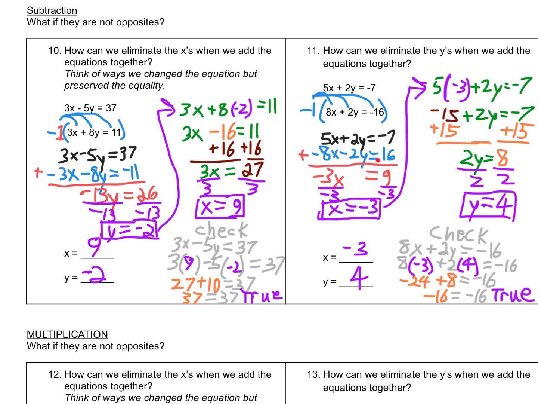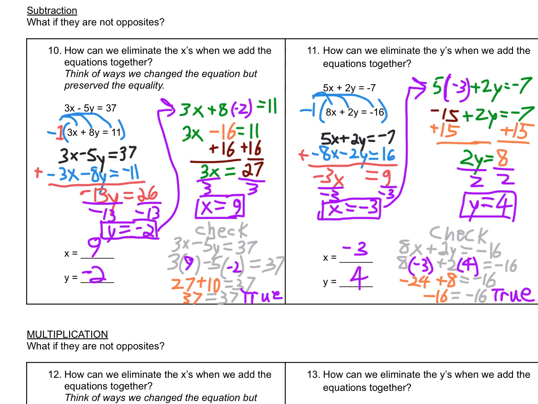Negative 7 plus 16 is positive 9. I divided both sides by negative 3, so 9 divided by negative 3 gives x equals negative 3. I plugged in negative 3 into either the top equation or bottom equation. I decided to do the top equation. So 5 times negative 3 plus 2y equals negative 7.